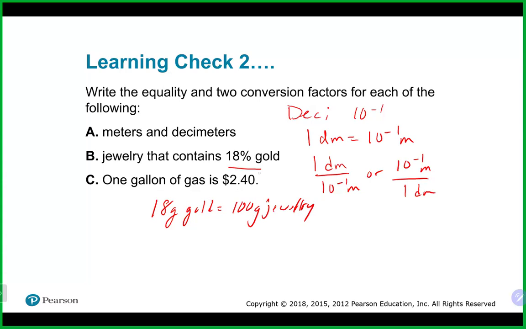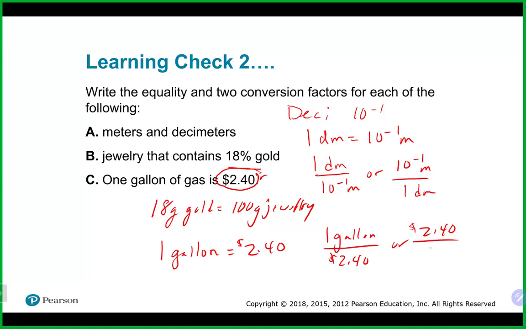1 gallon of gas equals 240. Yeah, where did I go find that? That was probably expensive when they wrote the book, maybe. So that basically means 1 gallon of gas will cost you $2.40. And that would give you, obviously, your 2 conversion factors, your 240 over 1 gallon in this case. Any questions on those there?